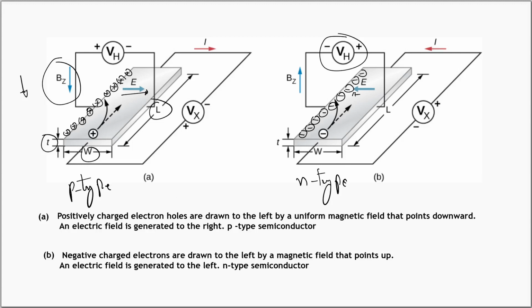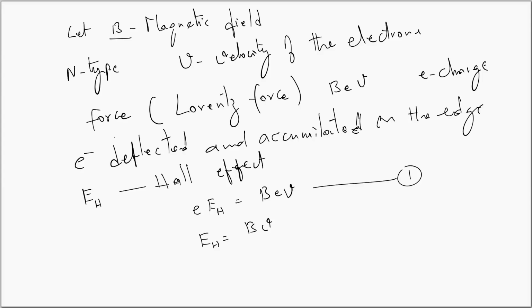T is the thickness of the sample, W is the width of the sample, L is the length of the sample, Bz is the flux density, and Vh is the potential difference measured across the width of the sample, and I is the current through the semiconductor. In the case of p-type semiconductor, the current is mainly due to the holes, and in the case of n-type semiconductors, the current is mainly due to the electrons. We have written an expression for the Lorentz force acting on the electrons as BeV, and the force that is exerted on the electrons due to the Hall effect.